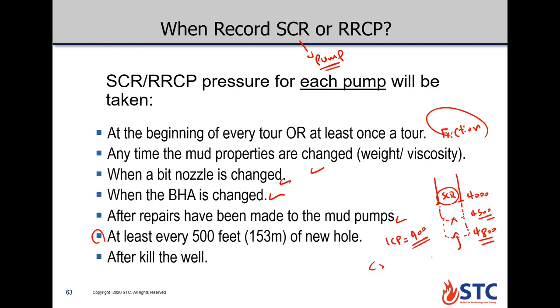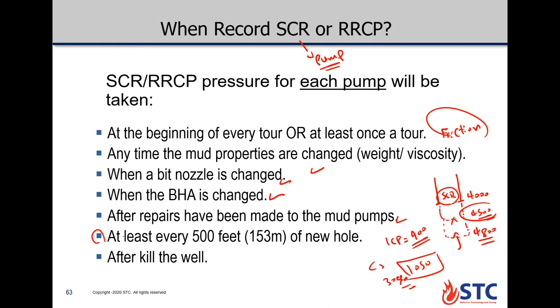But once you run your pump and reach the kill rate, let's say 30 SPM, you are going to find on your tailpipe gauge, for example, 1050. Why do we have different values between the calculated ICP and the actual ICP? Because you didn't take a new SCR after reaching the maximum of 500 feet. At least every 500 feet, you need to record a new SCR pressure.